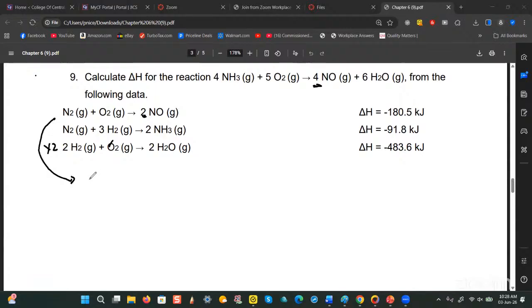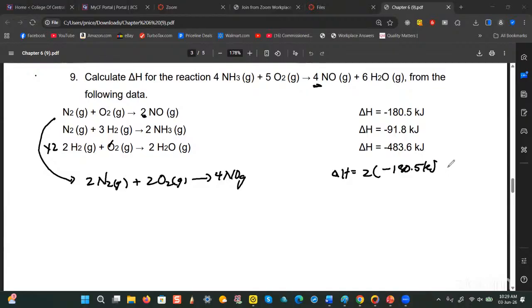The first equation. So if you multiply that by 2, you're going to end up with 2N2 gas plus 2O2 gas to give 4NO gas. All right. And what happens to the delta H value as a result of that? It doubles. So therefore, 2 times minus 180.5 kilojoules, which works out to be minus 361.0 kilojoules.